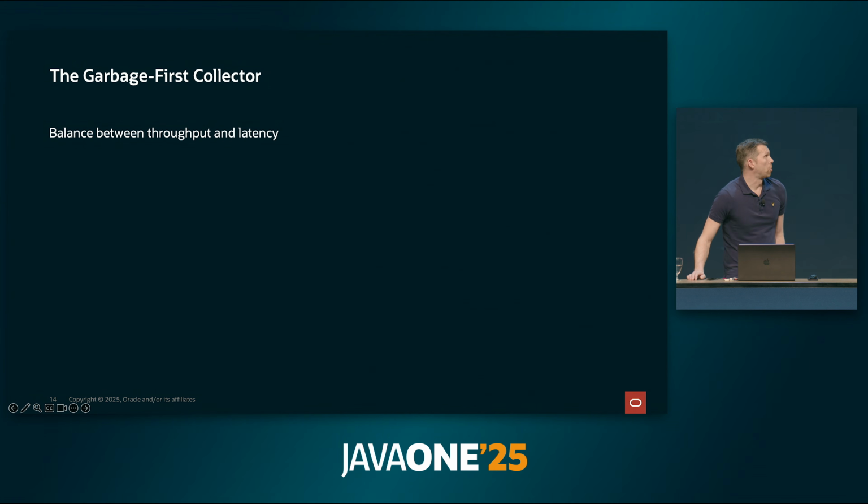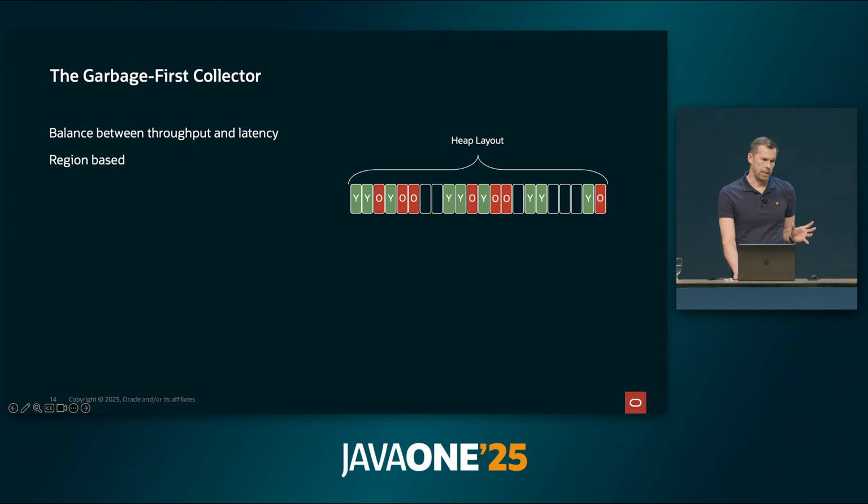Next, we have the garbage first collector, or G1 as we usually call it. I mentioned earlier that it's a balanced performance profile, trying to provide as good throughput as parallel, but with a way to avoid the worst-case latencies. And G1 has two features to avoid the worst-case latencies.